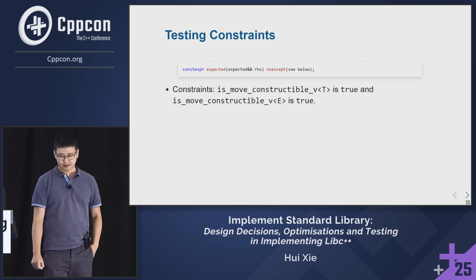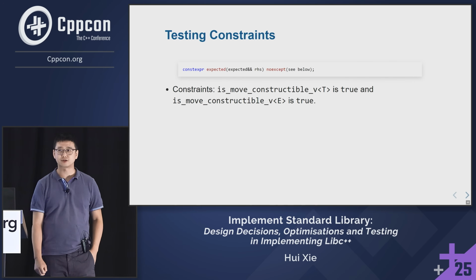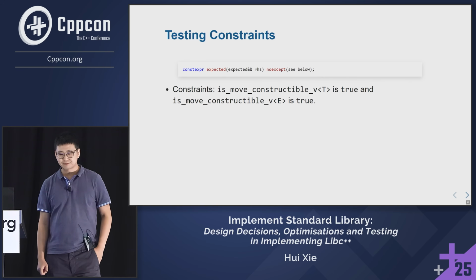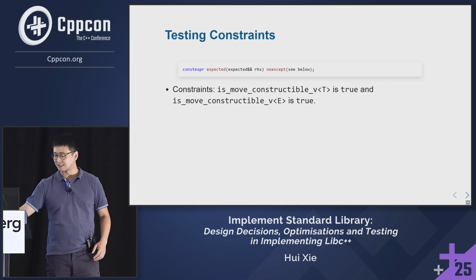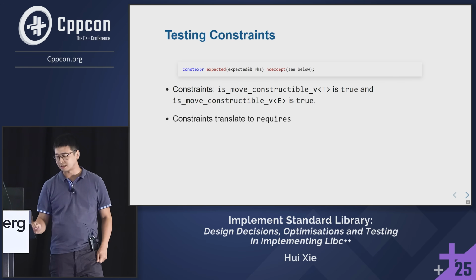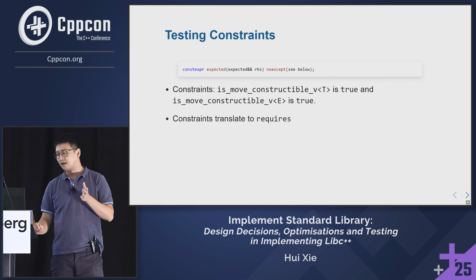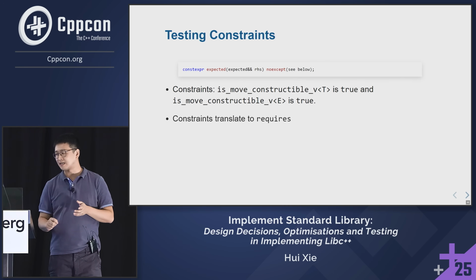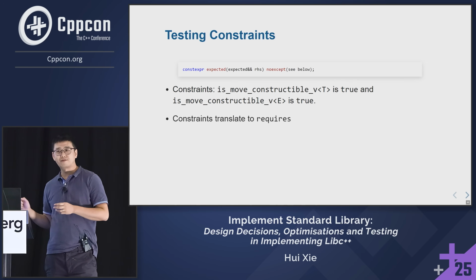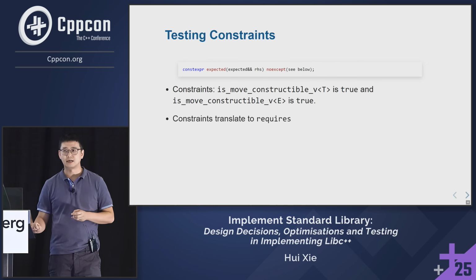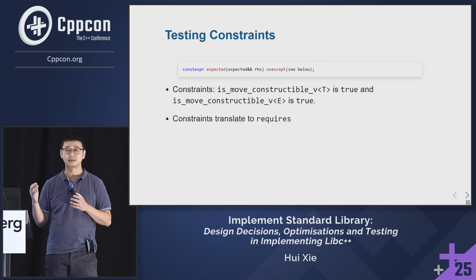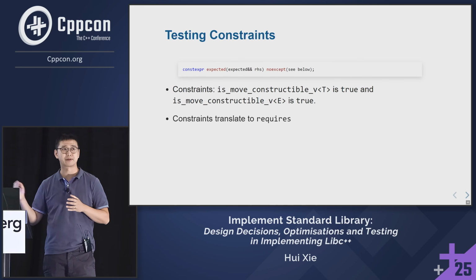And now let's talk about testing constraints. Constraints is a keyword in the standard. It can translate to requires. So for example, this is a move constructor. There's a constraint that the underlying type needs to be move constructible. If there is a violation of the constraints, the implementation should remove this function. So this function should be wiped out.